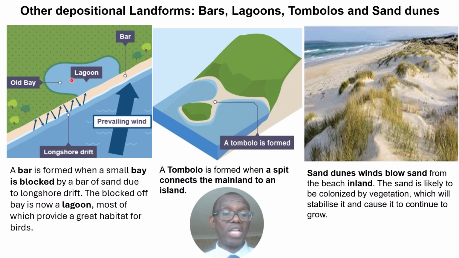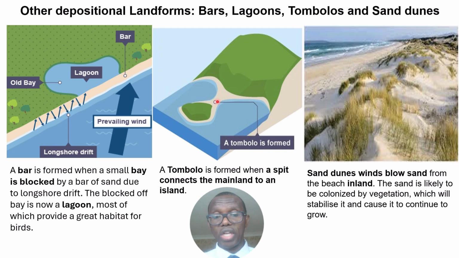And because of that, you're also likely to have the formation of salt marshes and so on, which again will provide a good habitat or a great habitat for rare species of birds. Then we have tombolos, and those ones are formed when a spit connects a mainland, like this one you have here, with an island that is out there.